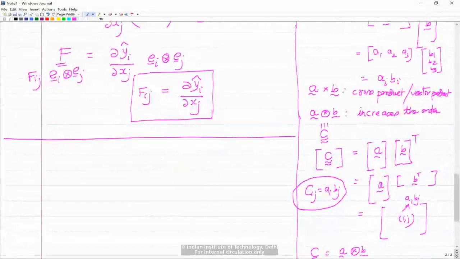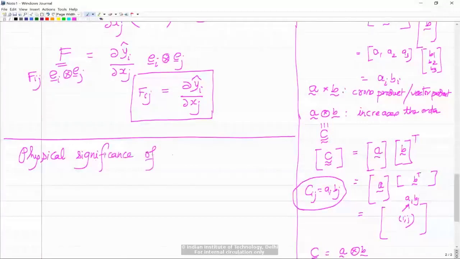Anyway, so proceeding further, having introduced this deformation gradient, let's now see what its physical significance is. So we are coming now to the physical significance of this deformation gradient. So this was just a mathematical thing, but let's talk about the physical significance.